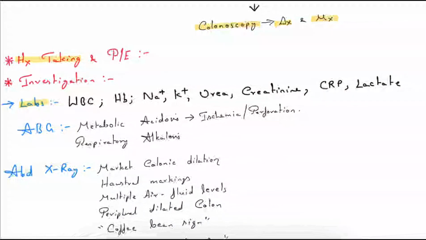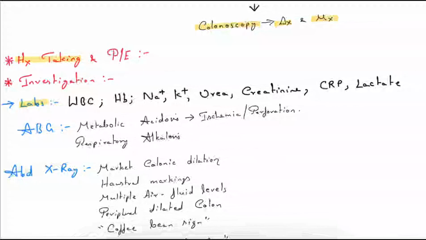In labs, we have to check CBC, like white blood cells. The normal white blood cell level is 4,000 to 11,000, and in large bowel obstruction we can see increasing leukocytosis, which can lead to ischemia or infection. Next, hemoglobin. In males, 13 to 17 grams per deciliter. In females, 12 to 15 grams per deciliter. In malignancy, it is reduced.